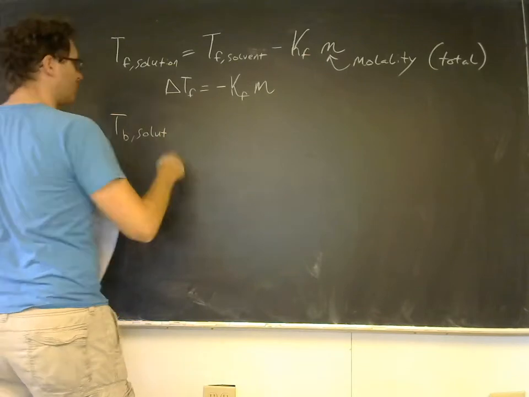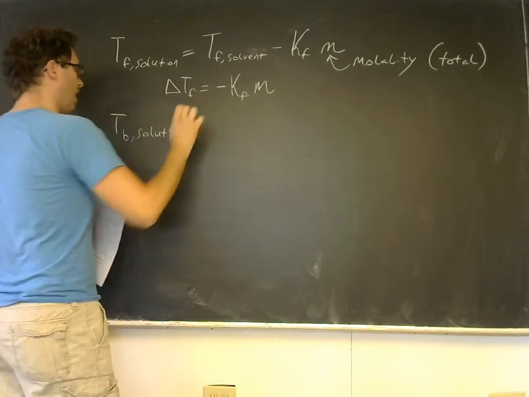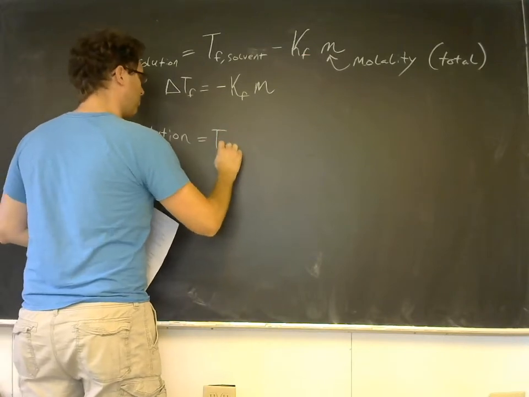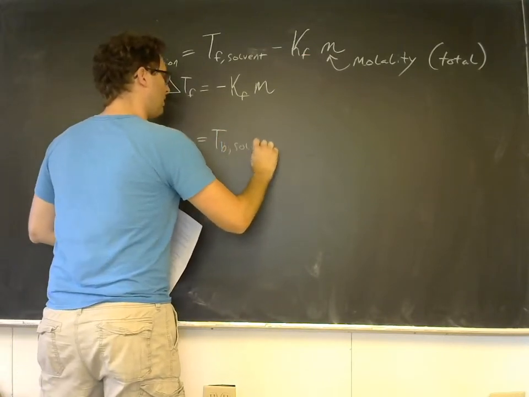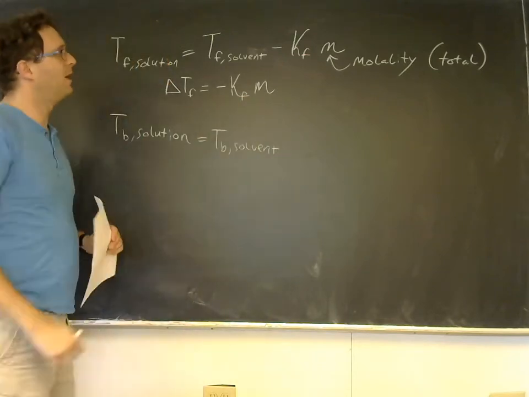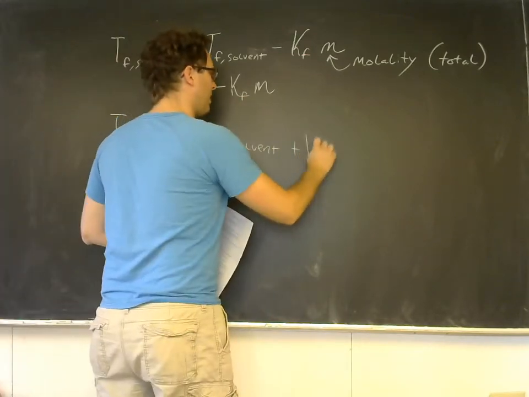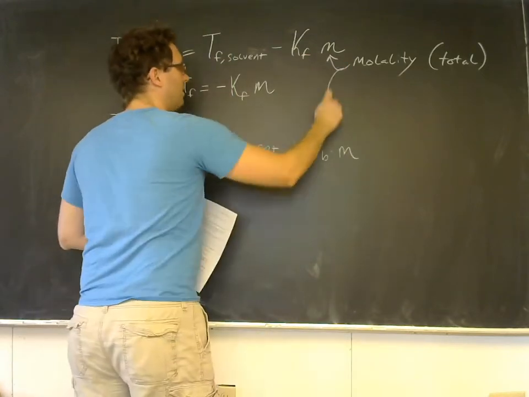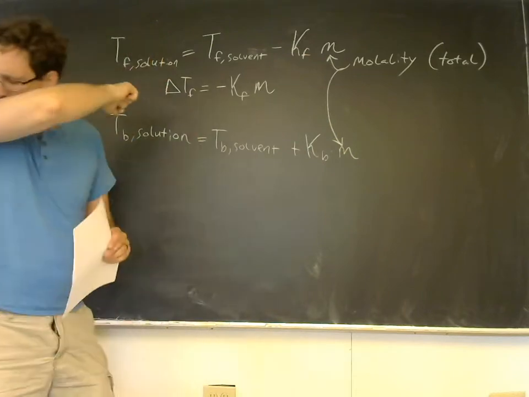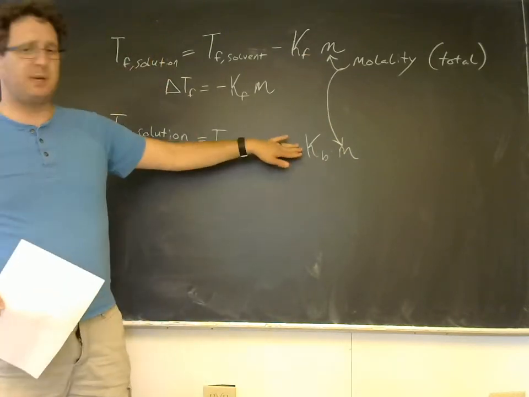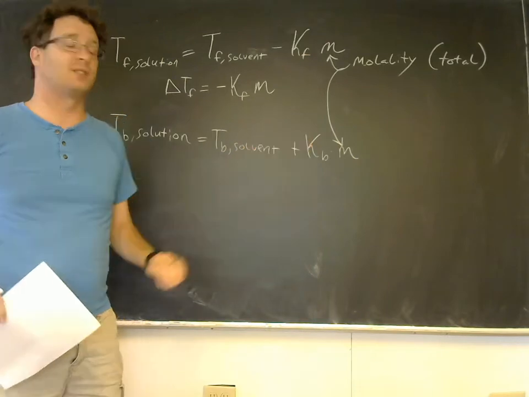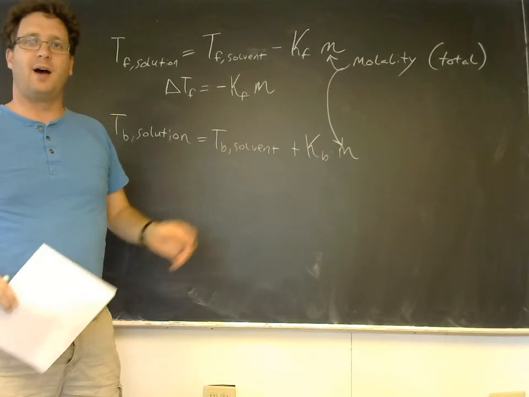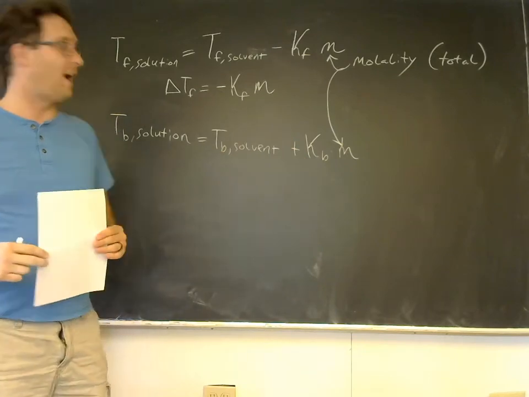Sorry, I need to concentrate on my writing. The boiling point temperature for the solution is going to equal the boiling point temperature for the solvent. That's the normal pure solvent boiling point temperature. This will be plus Kb times m. Again, that's the total molality. Pardon me. Kb is a boiling point elevation constant. And it is different than Kf. It's usually smaller. And each solvent is going to have its own value for the Kb.